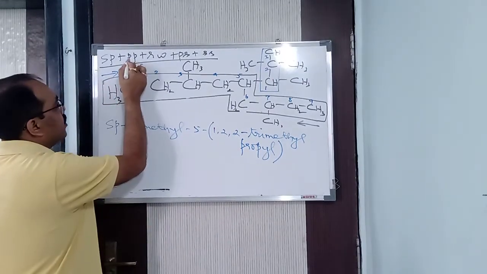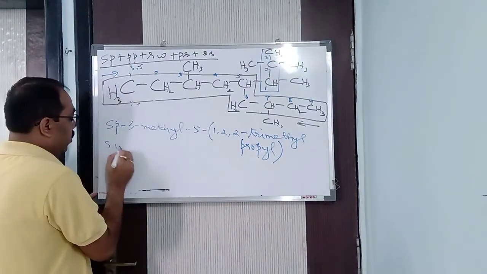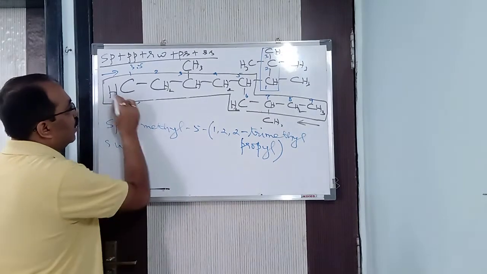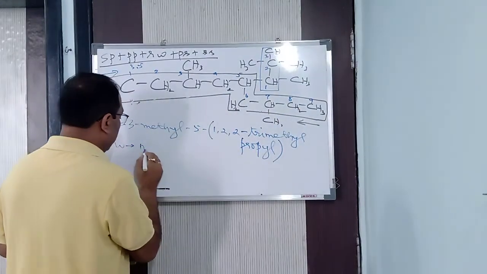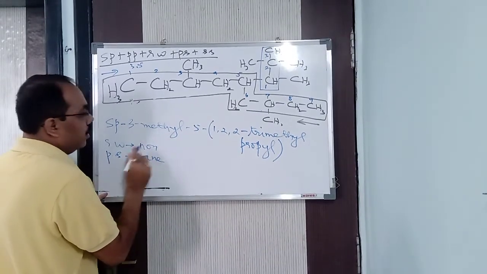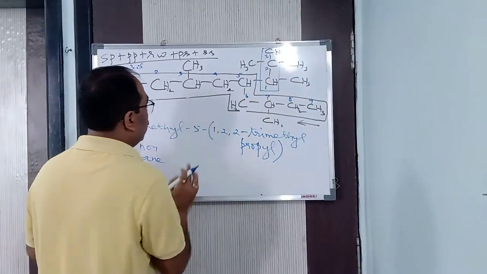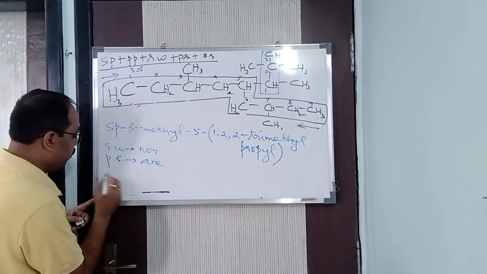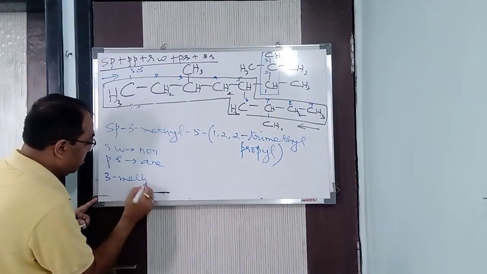So after the secondary prefix, is there a prime prefix? No, because this is aliphatic. What is the root word? How many carbons are there in the main chain? 9. So it is non. Then the primary suffix. What is that? It is ane, because all are carbon single bonds. So I got the name. Now after that you can write the IUPAC name. You got it, 3-methyl.